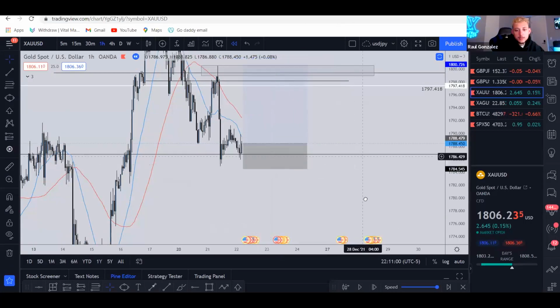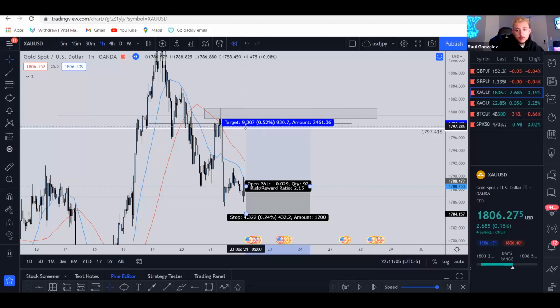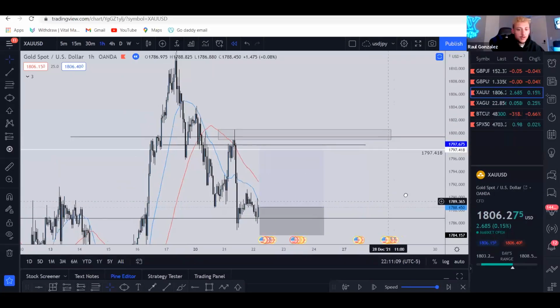How many pips is that? Let's do a little bit bigger. 40 pips. Let's see what this would have been. So this would have given you just about 2 times your risk, which is fine.